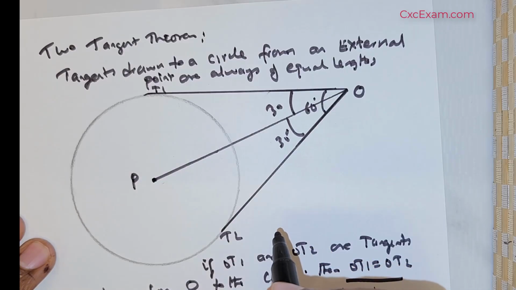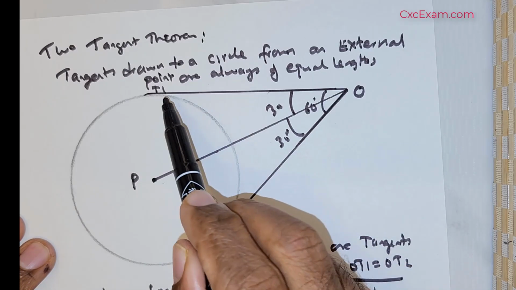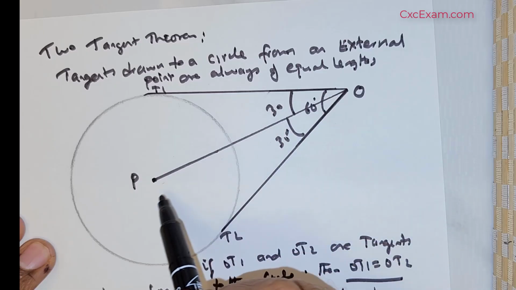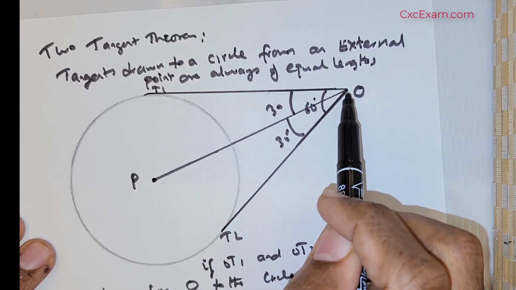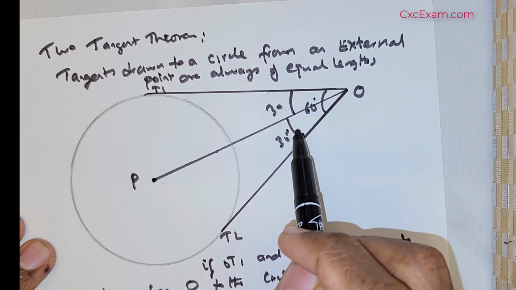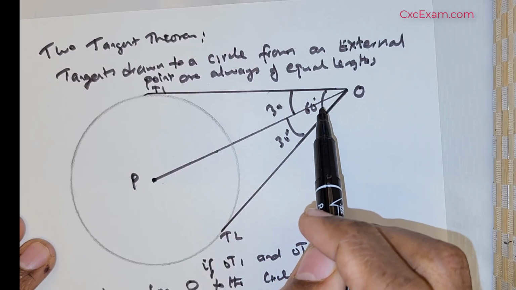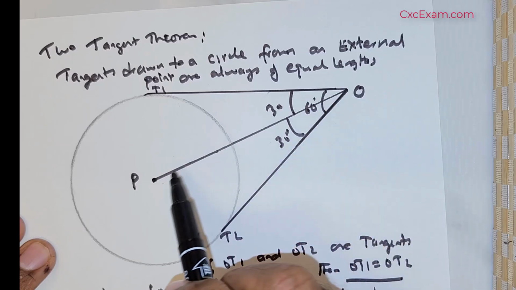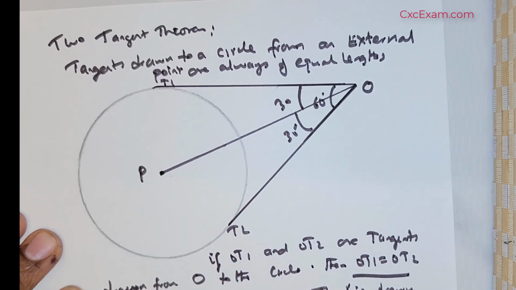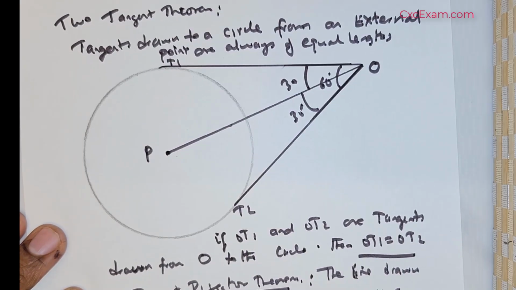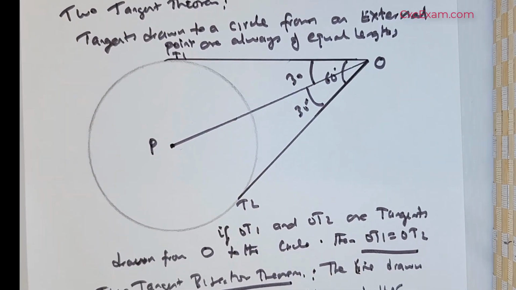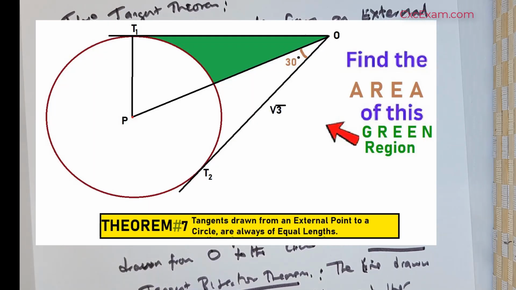So three important concepts we have studied. The tangents are of equal length. The line drawn through the point of intersection of the tangents will bisect the angle between them. And the final one is the line that bisects will always pass through the center of the circle. So these three are very important results. Now let us see how we can use these concepts in a question.